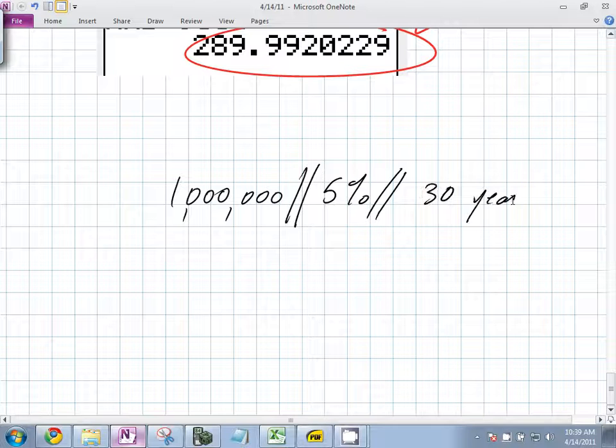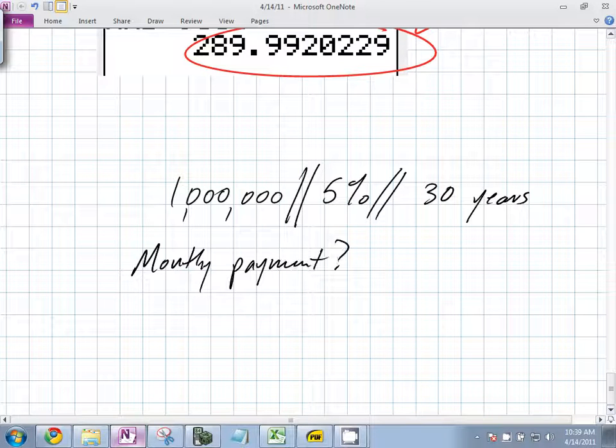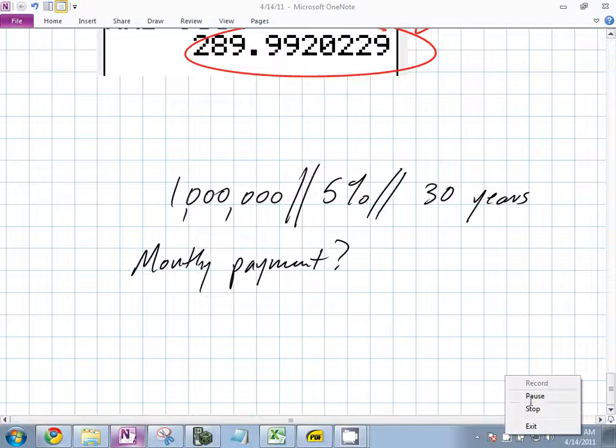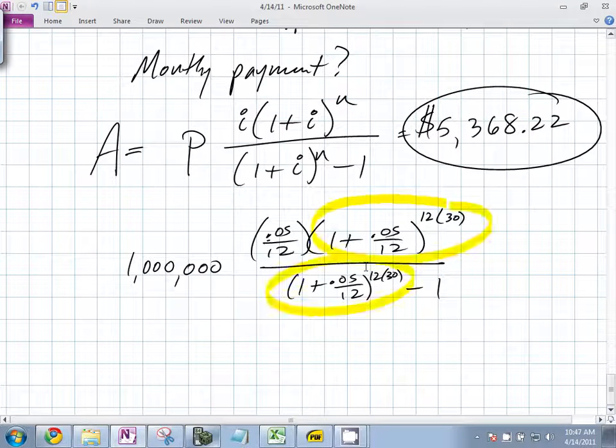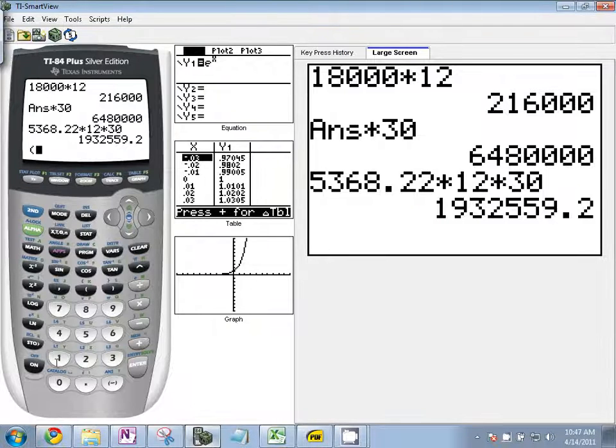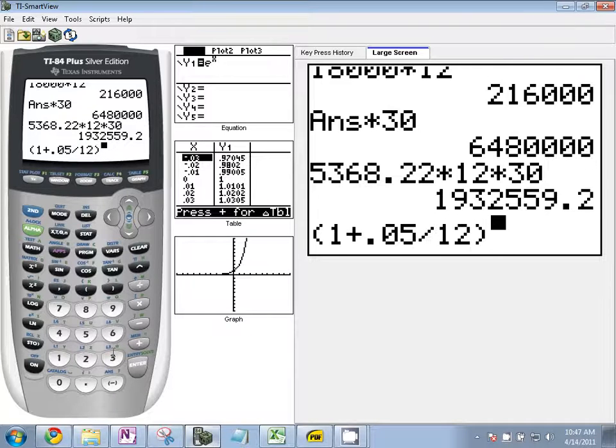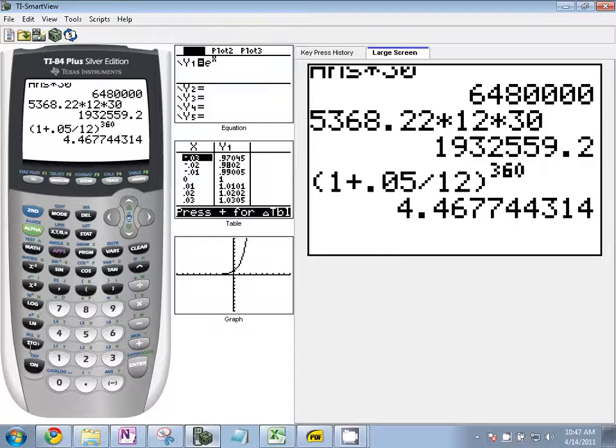My question is going to be, what's your monthly payment? I think this whole thing and this whole thing is the same thing twice, right? So what you could actually do is this. You could do 1 plus 0.05 divided by what? To the 360. Is that correct? And store it as what? A.